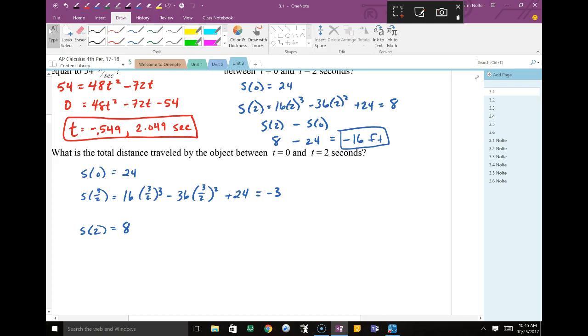three positions. Okay, so if I was going to find the total distance between 24 and -3, what is the total distance there? 27. Okay, so we have 27 feet there, and then what's the total distance between -3 and 8? 11. So what is the total distance that we traveled? 38. Does that make sense?